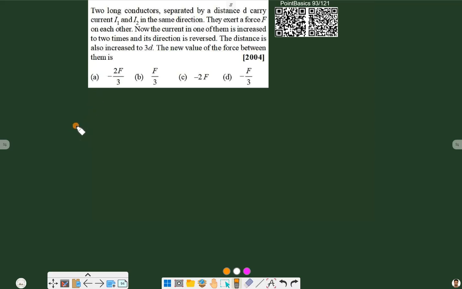So initially the force, or we can say the force per unit length between them, is equal to mu naught by 2 pi I1 I2 by D, as they are carrying current in the same direction. Now suppose after changing the variables, reversing the direction of the current and increasing it, the new force is F dash, and that is also force per unit length. It will be mu naught by 2 pi.